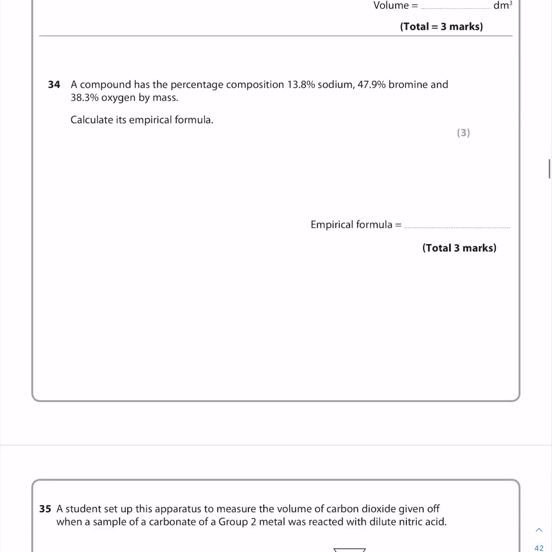Question 34. A compound had the percentage composition 13.8% صوديوم، يبقى هنا صوديوم 13.8. 47.9% برومين، يبقى البرومين 47.9. and 38.3% oxygen by mass، يبقى الأكسجين 38.3%. هنا الصوديوم 23، برومين 81، oxygen 16.